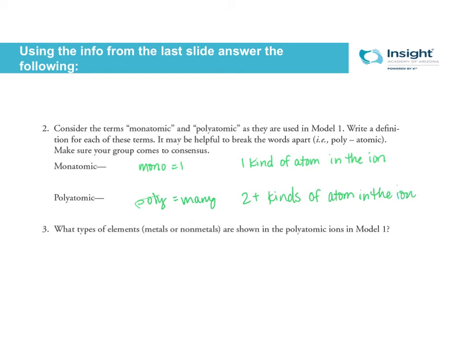All right, if you need to, rewind so that you can answer this question. But what types of elements were in those polyatomic ions? All right, if you remember, there was nitrate, which was nitrogen and oxygen, sulfate, which was sulfur and oxygen, ammonia was nitrogen and hydrogen. Those are all nonmetals.